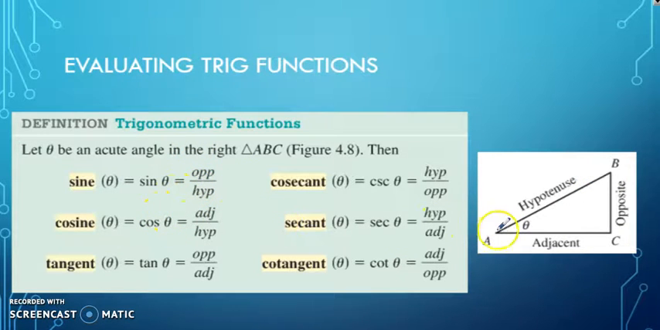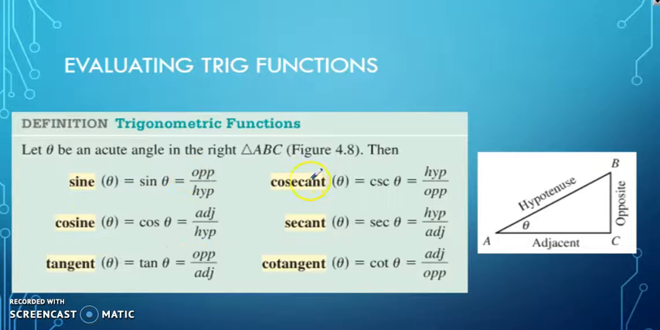For cosine of theta, you would be doing this length divided by this length, adjacent over hypotenuse. And for tangent, you'll be doing the opposite side over the adjacent side. So from your angle, it'll be the side opposite divided by the side adjacent. Those 3 functions you should be familiar with from geometry.